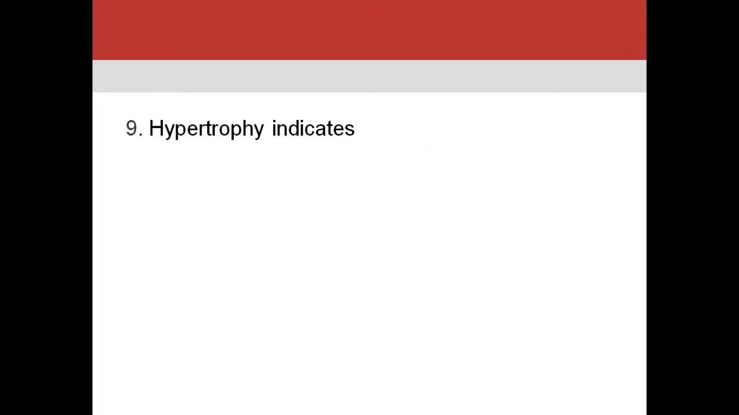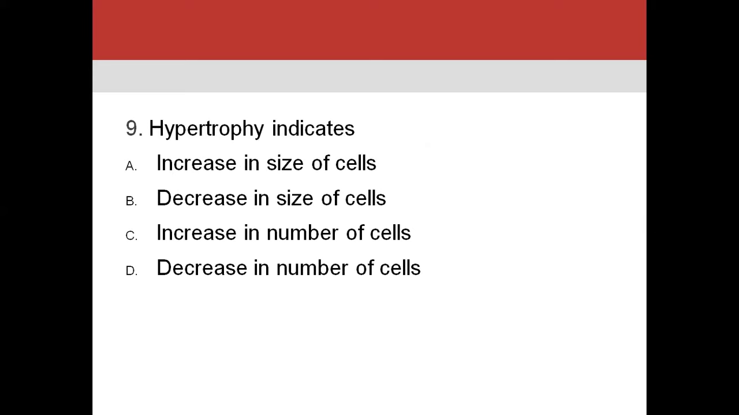Next question, hypertrophy indicates: option A, increase in the size of cells; option B, decrease in the size of the cells; option C, increase in number of cells; option D, decrease in number of cells. Here, the right answer is increase in size of the cells.